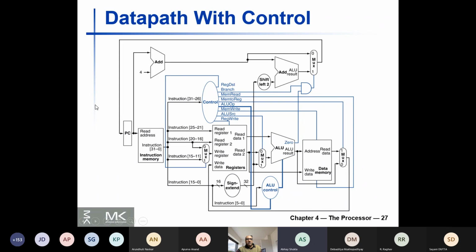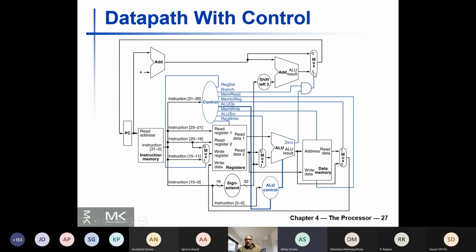That means the next instruction will be provided, the next instruction will be fetched. Whereas if the AND gate output equals 1, it means the branch is successful. The AND gate output equals 1 means there are 2 inputs to the multiplexer, 0 and 1. For the 0, the next instruction address is given, PC plus 4.